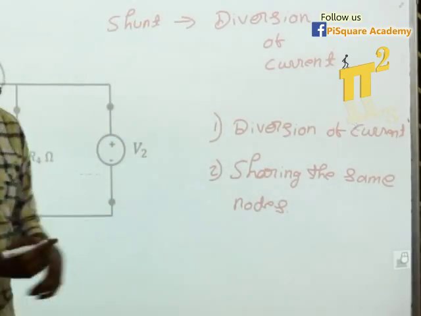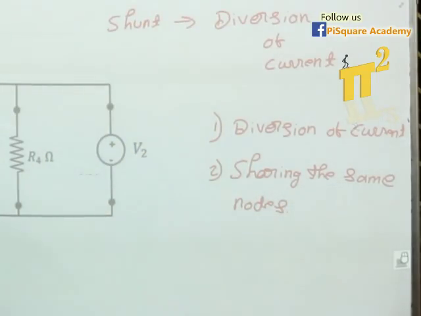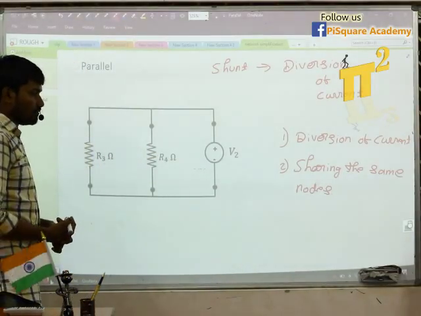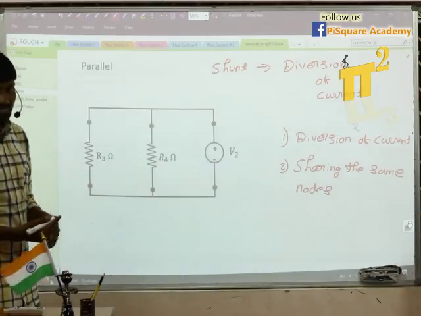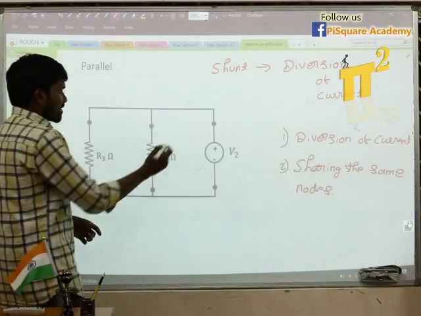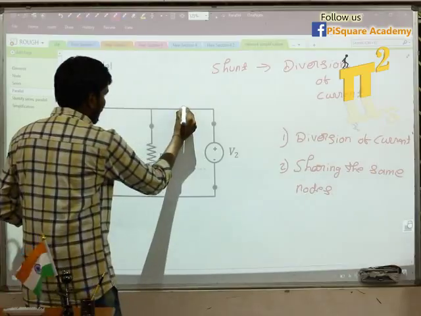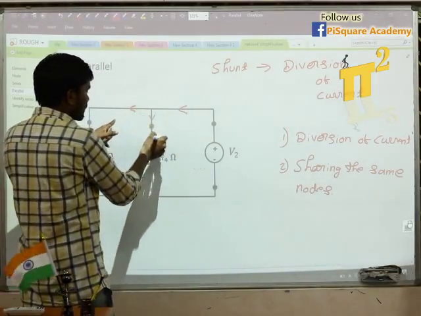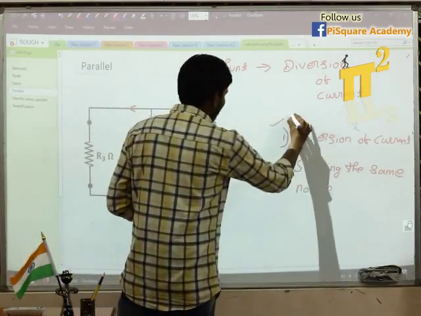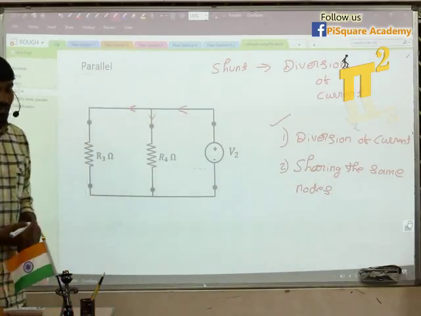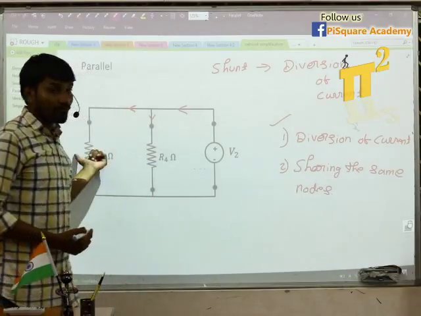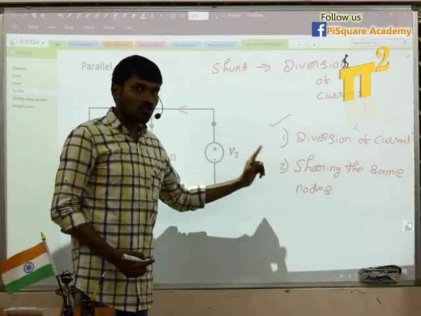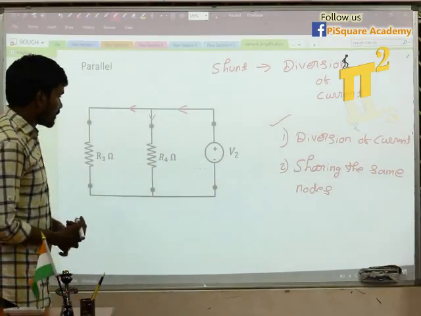If these two conditions are satisfied, we can say they are in parallel. So let's check whether these two are in series or parallel, or maybe neither. First condition is current division. Current is coming from here. Yes, current gets divided, so the first condition is satisfied. But it doesn't mean these two are in parallel. We'll have to check the second condition as well. If the second condition is also satisfied, then we can say both are in parallel.